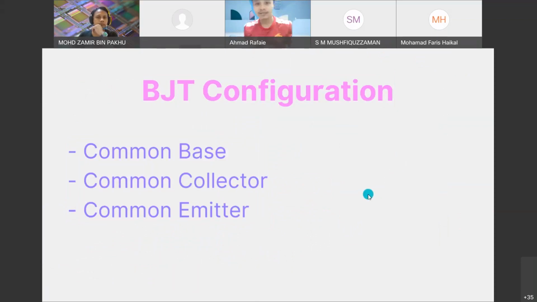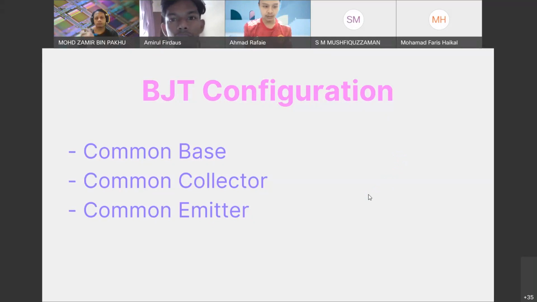Okay, before I start into the configuration, I want to set things straight. In the NPN type, the emitter is heavily doped, the base is slightly doped, and the collector is moderately doped.